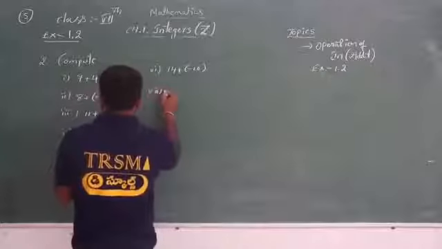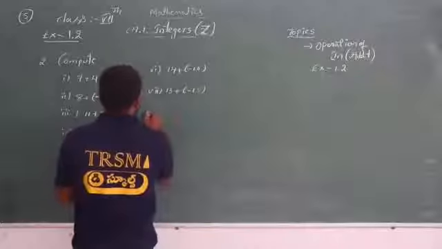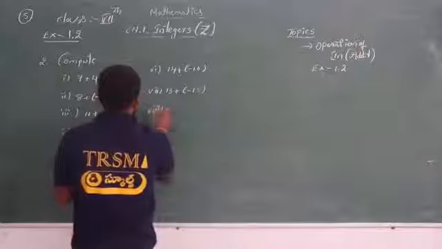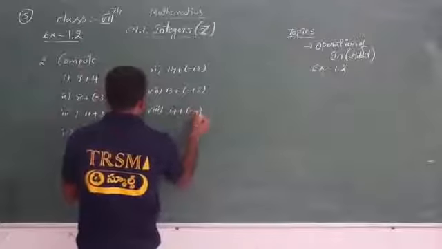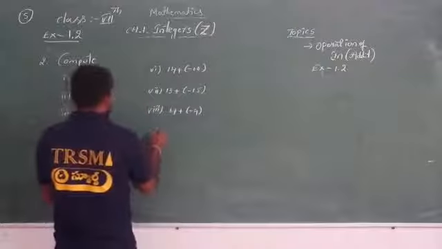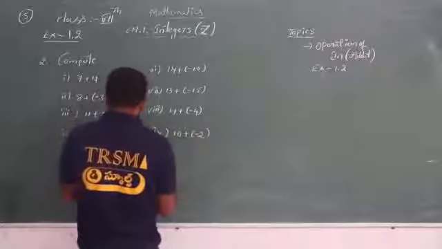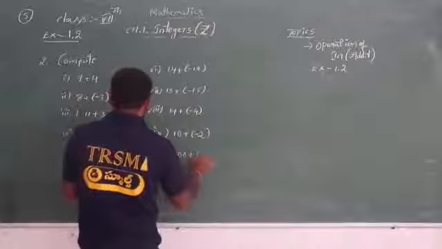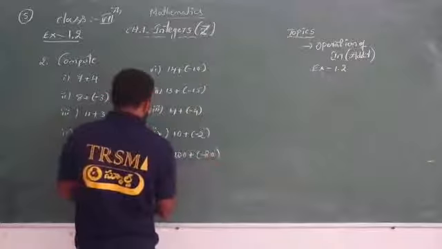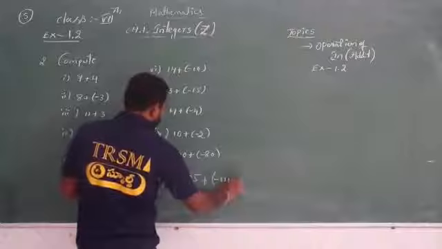Seventh one, 13 plus minus 15. And the eighth one, 4 plus minus 4. And what about the ninth one? It is 10 plus minus 2. Okay, what about the 10th one? 100 plus minus 80. And the 11th one, 225 plus minus 145.